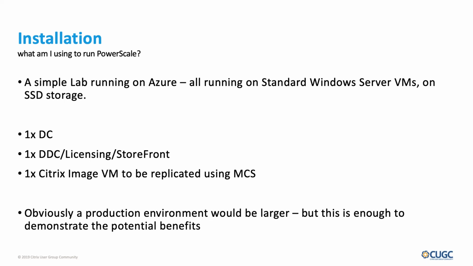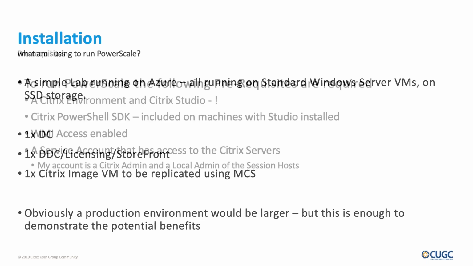So as I say, I've just got 3 VMs here, 1 DDC, also running licensing and StoreFront. I've got a domain controller, and I've got an image machine that's got a couple of apps in that I'll replicate with MCS, and it's that pool that we'll be scaling up and down in this example.